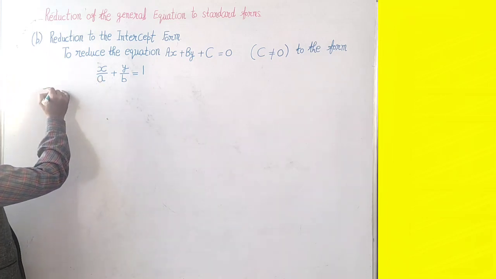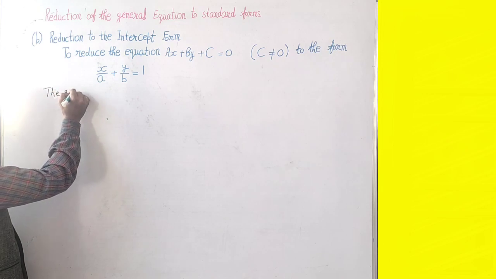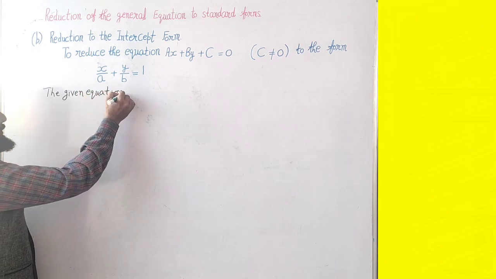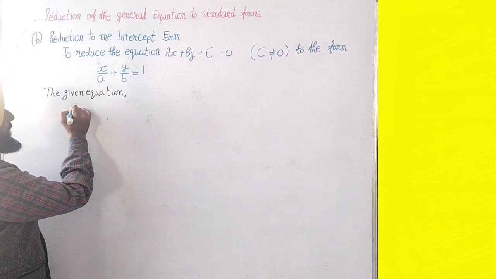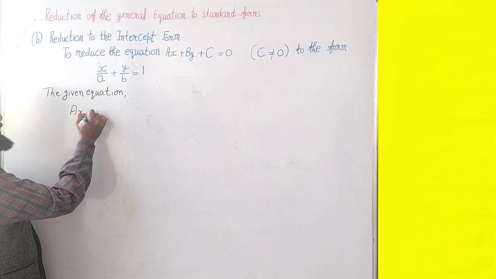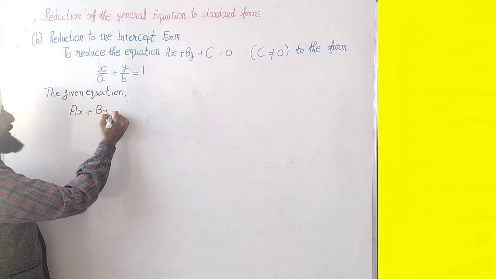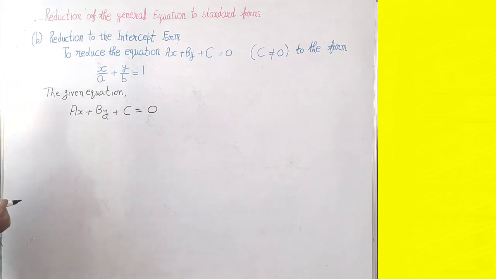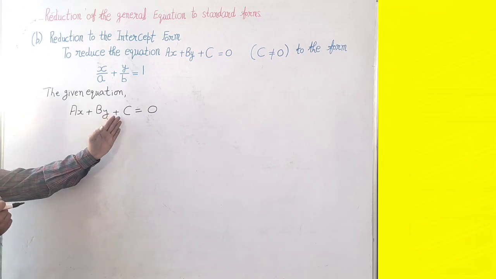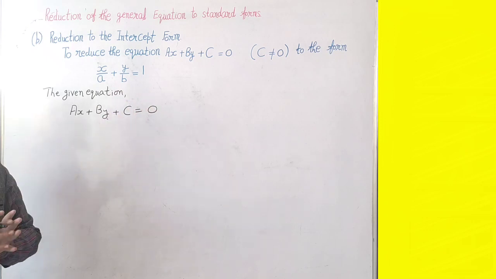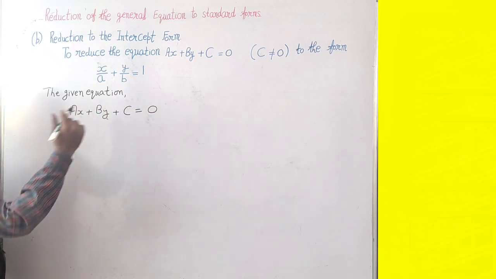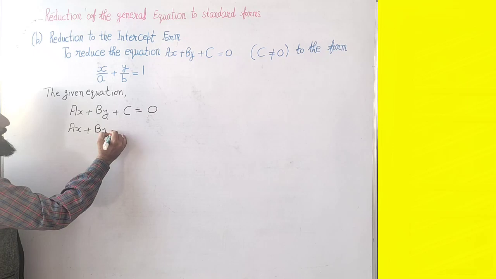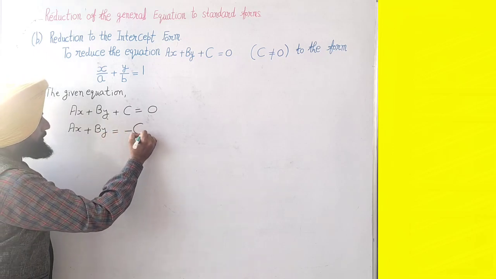The given equation, first of all we write in the general form, that is ax plus by plus capital C equal to 0. Now, transpose C on the right hand side. First step, we take C to the right side. So, ax plus by equal to negative C.